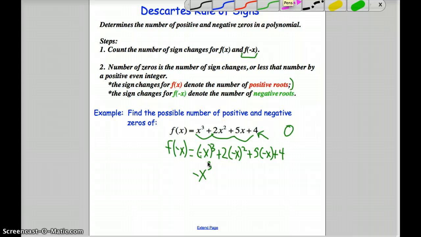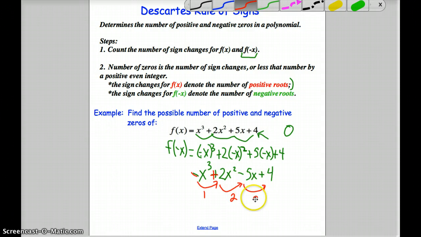And then I test here. Well, a negative squared will actually give me a positive value. So this will stay as positive 2x squared. And then a negative times 5x will be a negative 5x. And then plus 4. Now this one's going to be a little bit more interesting. When I look at the sign changes here, I'm going to see one sign change because it went from negative to a positive. So there's one. Here's the second. And here's the third. So we have 3 sign changes.